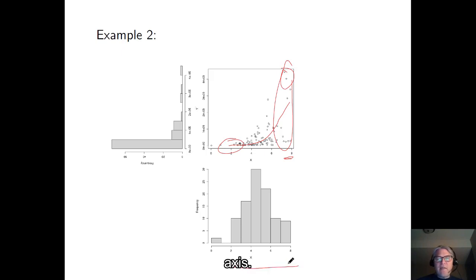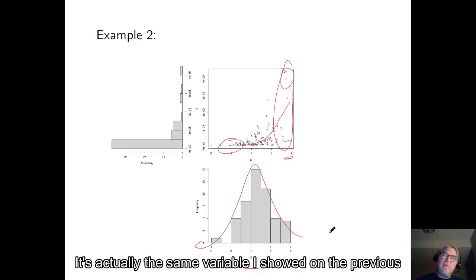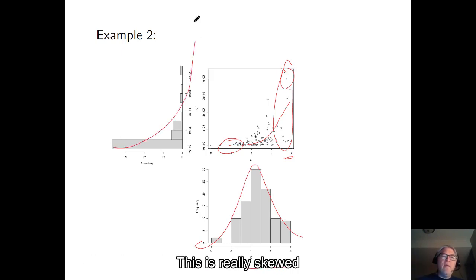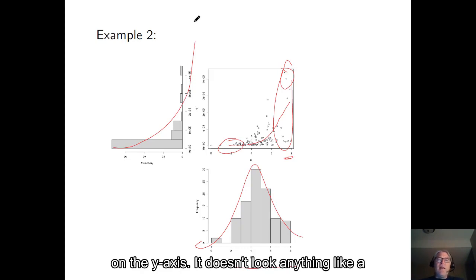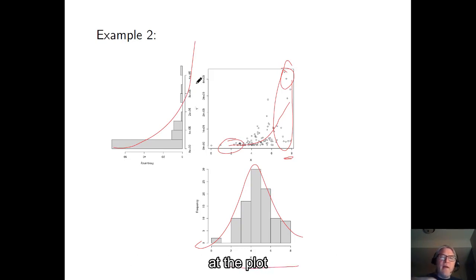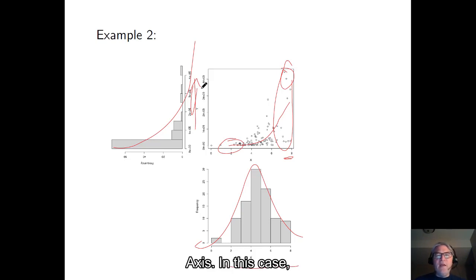The x-axis looks not so bad. It looks kind of like a normal. It's actually the same variable I showed on the previous slide. But what about the y-axis? What's going on here? This is really skewed on the y-axis, so it doesn't look anything like a normal distribution. So when we have right skew, I know it's weird to look at the plot turned on its side. So up would be the right axis in this case.